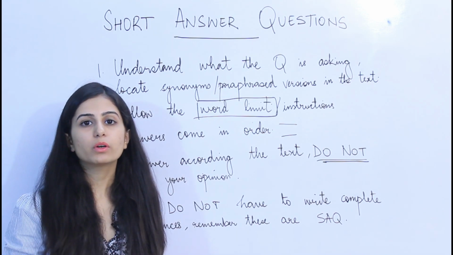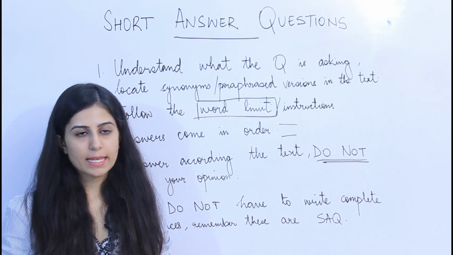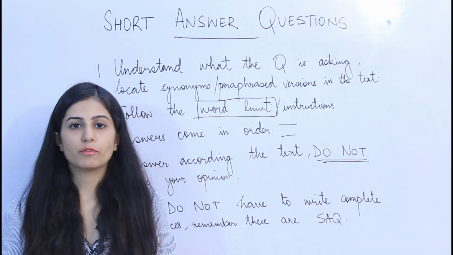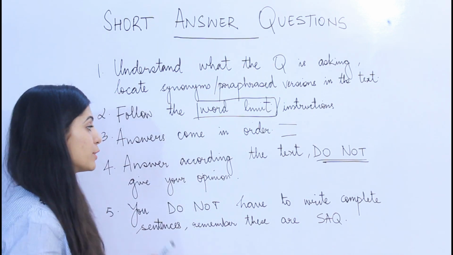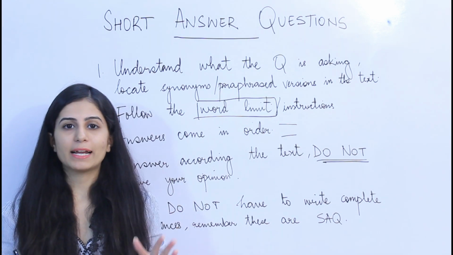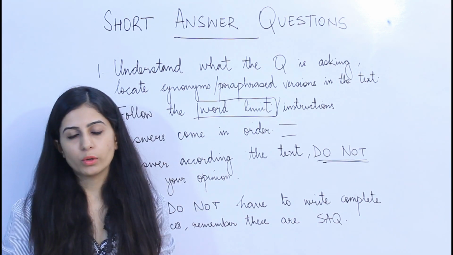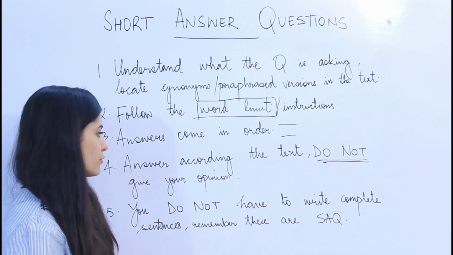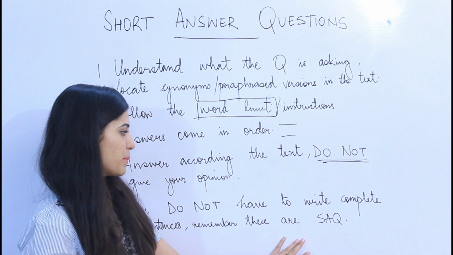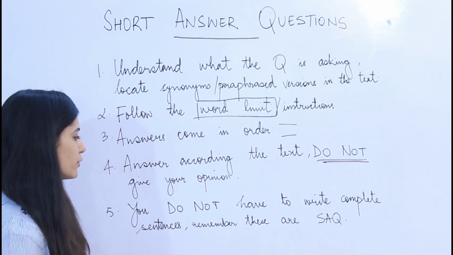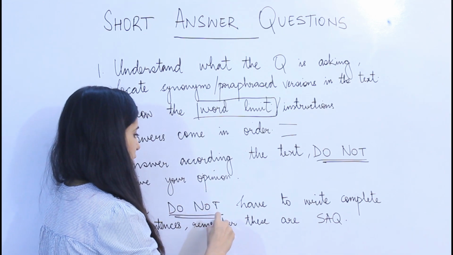You're sticking to what the question or what the text is saying. So the text, if it says something, you have to adhere to that. You have to answer what the text is saying and not what you think or what your opinion is. So do not add anything from your own self. Last, you do not have to write complete sentences. Remember, these are short answer questions.